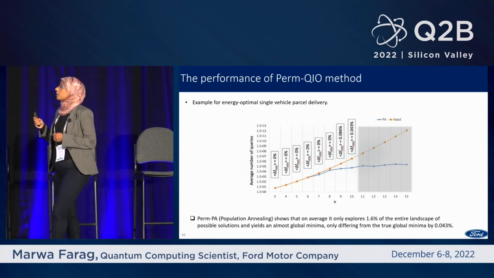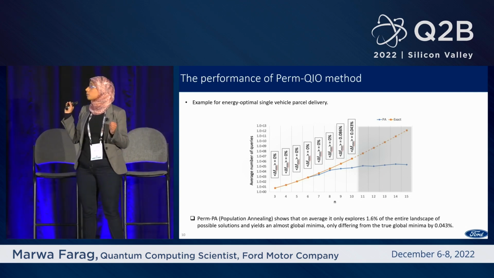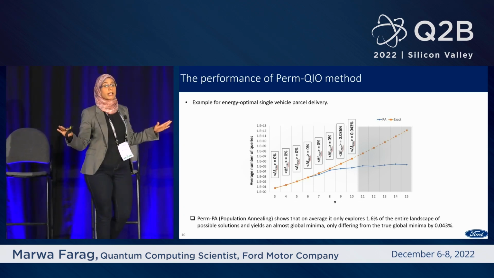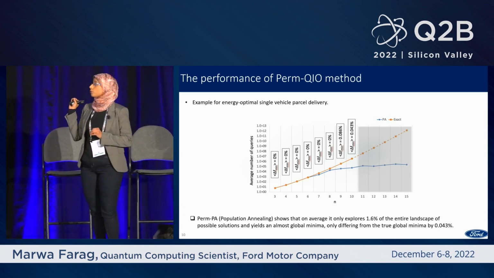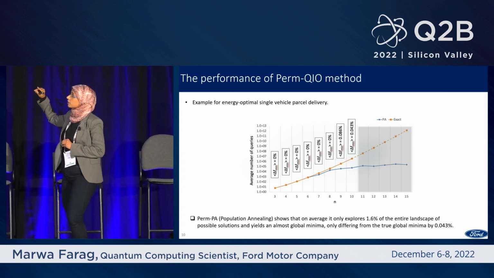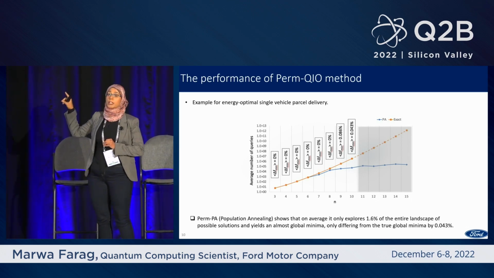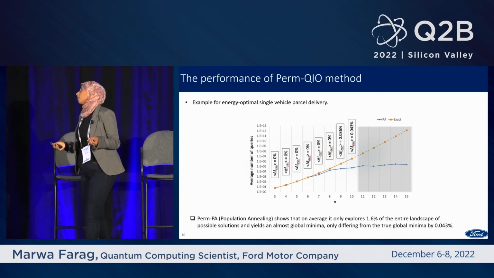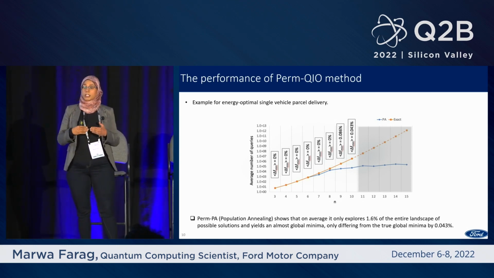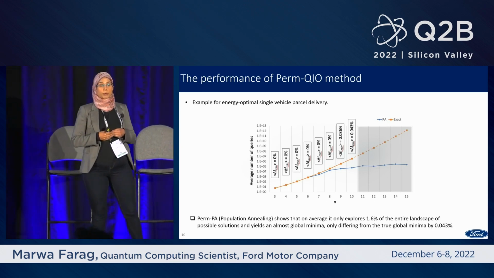What we observe here is that with our tool, on average, this permutational QIO only explores 1.6% of the entire landscape, and it was able to find the global minima. We find that the global minima differ from the exact method by only about 0.04%. So by exploring only 1.6% of the entire landscape and finding the global minima, this significantly reduces the computational cost of this optimization problem.